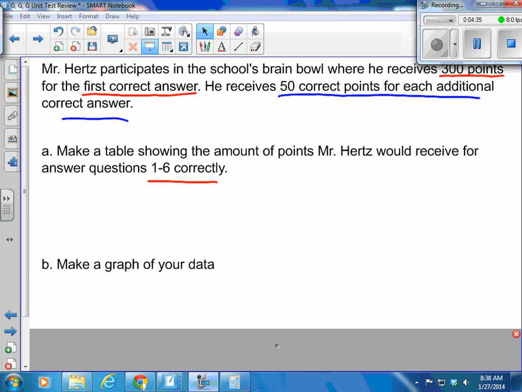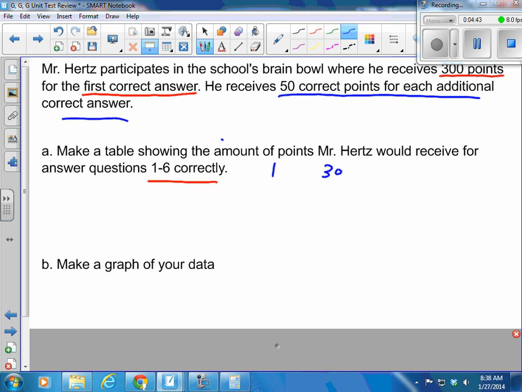All right, your table should look something like this. If Mr. Hertz was going to get 1 answer correct, he would receive 300 points. 2, since he gets 50 points for each additional answer, it's 350. 3 is 400, and you'll work your way down. This is obviously very easy math if you know what you're doing. And 6, he'd work up to 550.